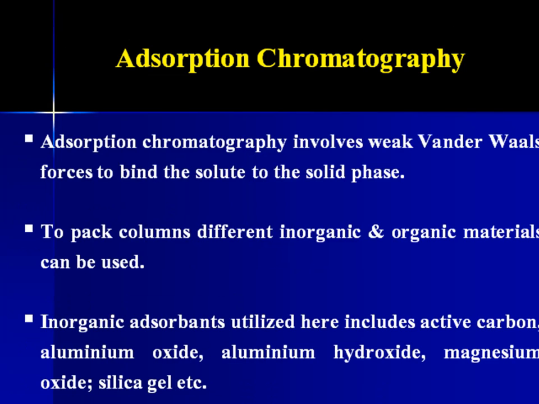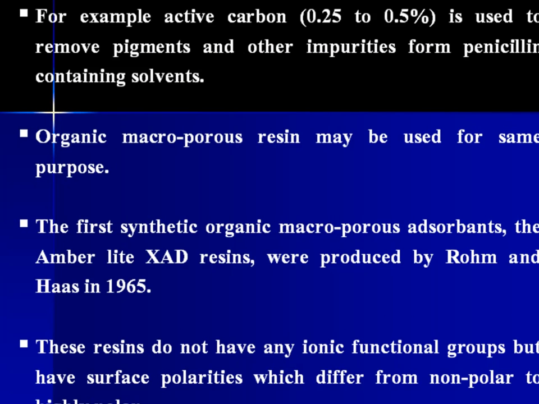First, adsorption chromatography. This technique involves weak van der Waals bonds to bind the solute to the solid phase. To pack columns, different inorganic and organic materials can be used. Inorganic adsorbents utilized here include active carbon, aluminium oxide, aluminium hydroxide, magnesium oxide, silica gel, etc. For example, active carbon in concentration of 0.25 to 0.5% is used to remove pigments and other impurities from penicillin containing solvents. Organic microporous resin may be used for same purpose.